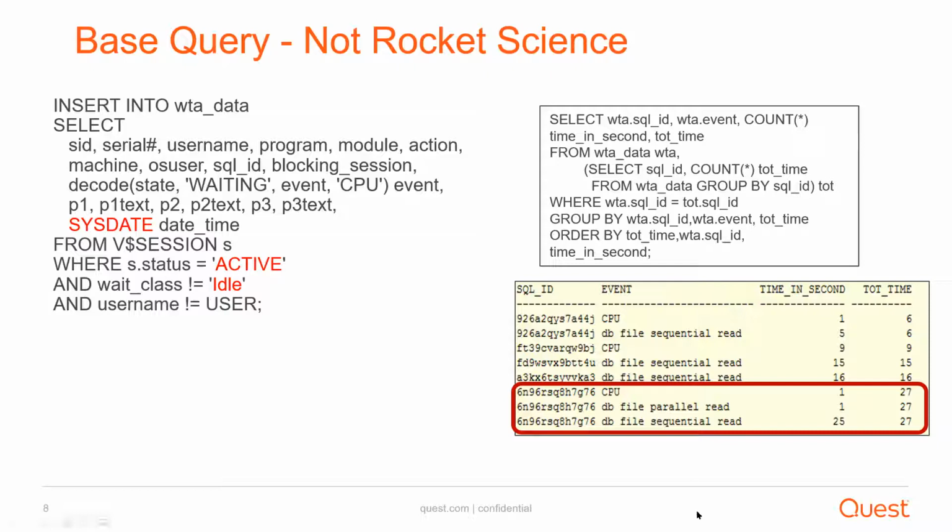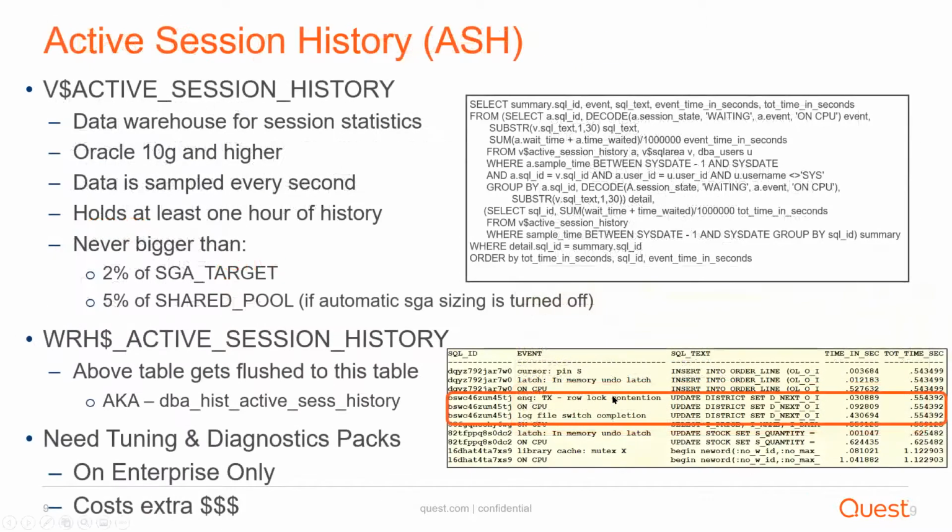So as you can see here, I wrote this little query that gets the total time spent, as well as the wait type and time spent in each wait event. And as you can see in this query that ends in G76, it spent 27 seconds in the database. 25 of it was on a DB file sequential read. So there I know where I want to focus and try to reduce.